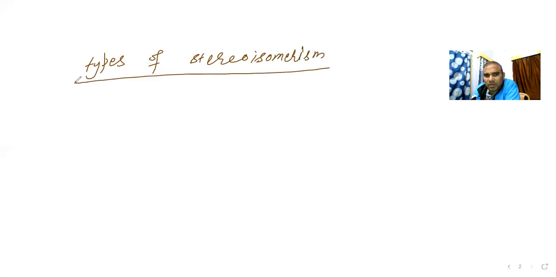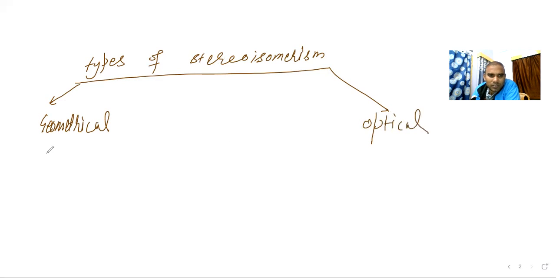Now friends, the types of stereoisomerism. How many types of stereoisomerism are there? There are two types, students. The first one is geometrical, and another is optical. Today we are going to discuss geometrical.